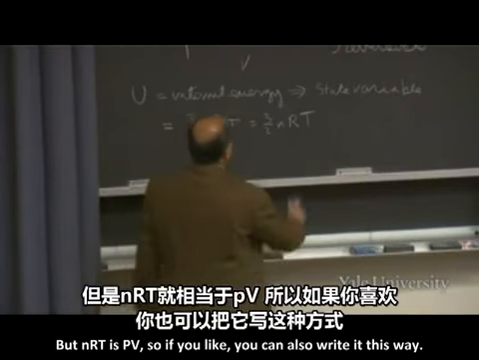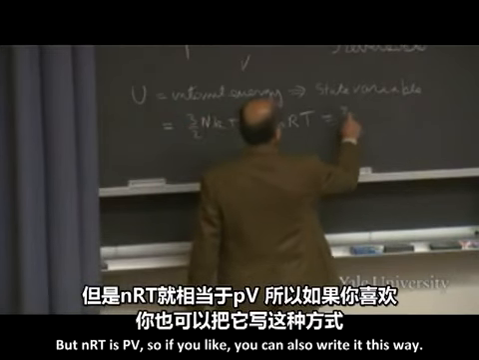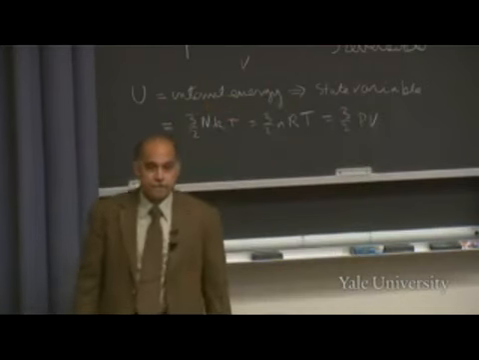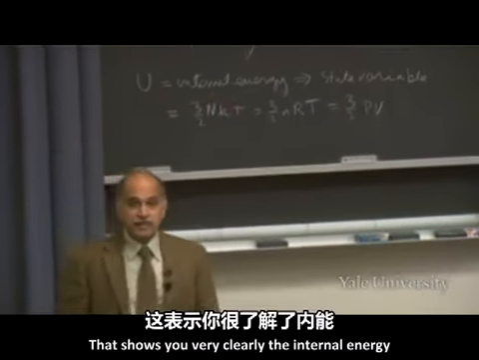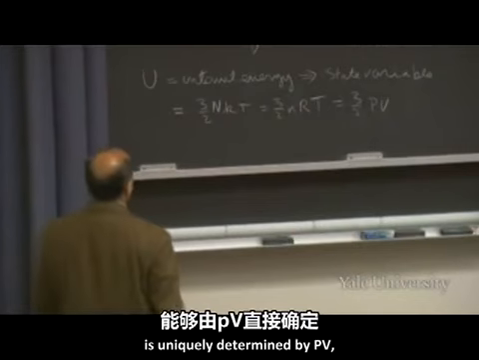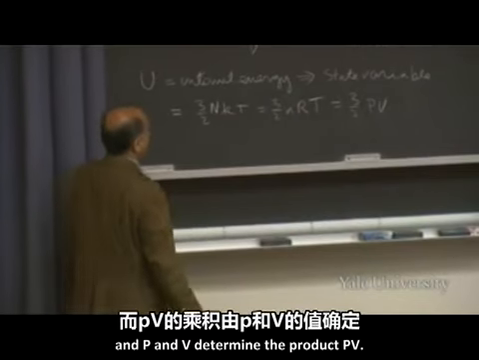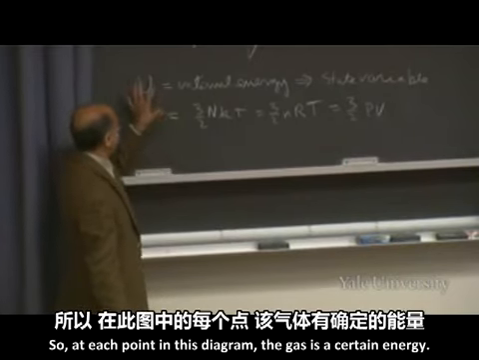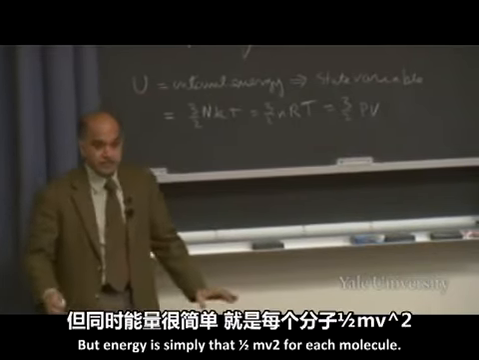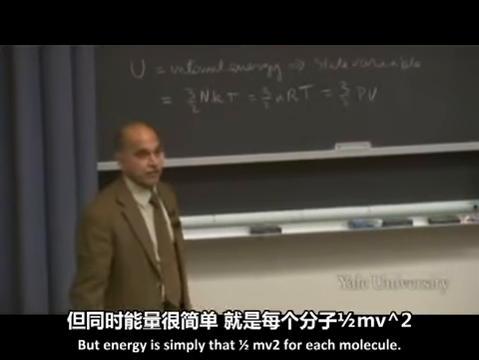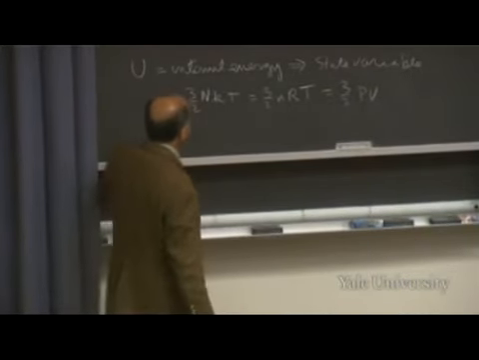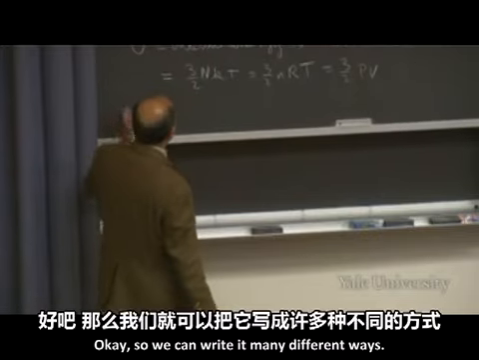But nRT is PV. So if you like, you can also write it this way. That shows you very clearly the internal energy is uniquely determined by PV, and P and V determine the product PV. So at each point in this diagram, the gas has a certain energy. That energy is simply the 1/2 mv squared for each molecule. You add it all up, that's the total energy. Okay, so you can write it in many different ways.